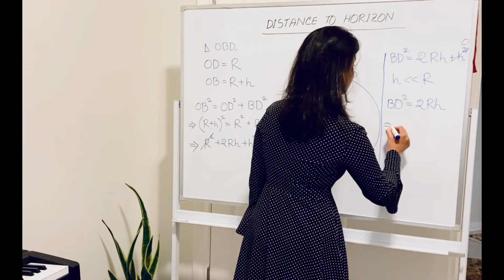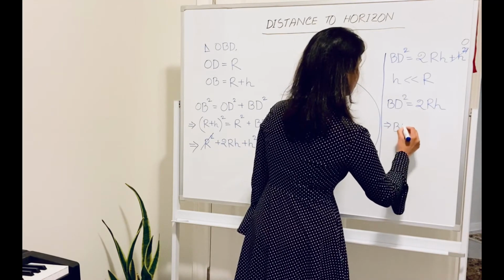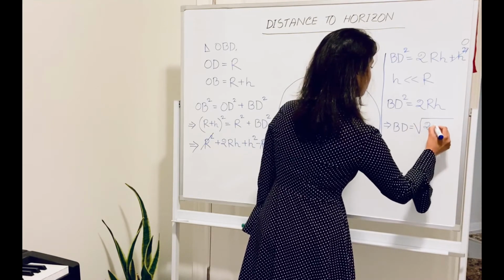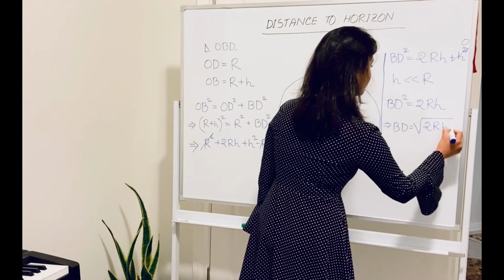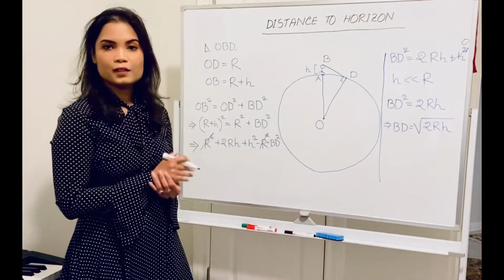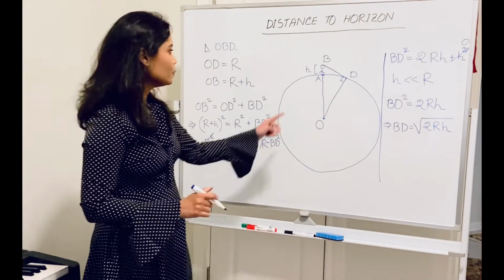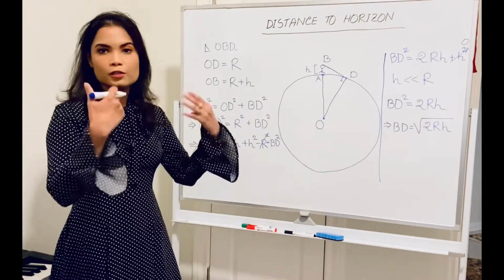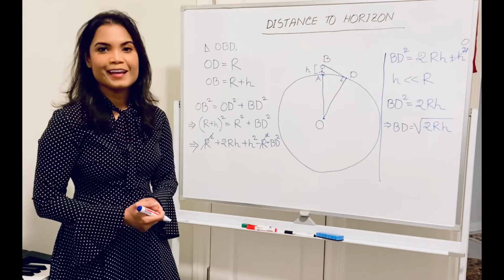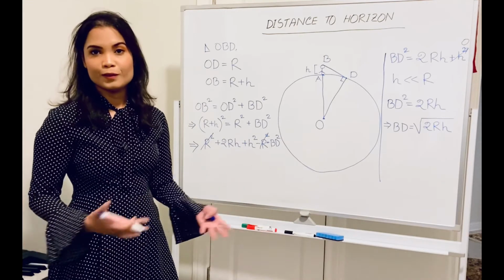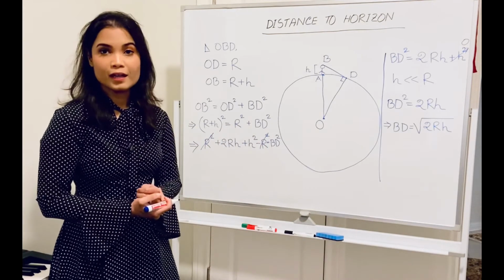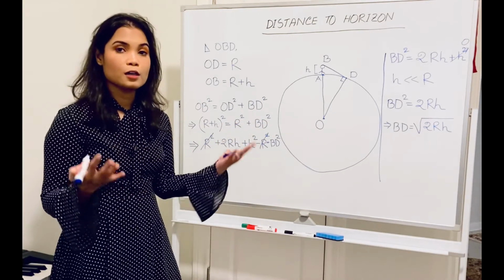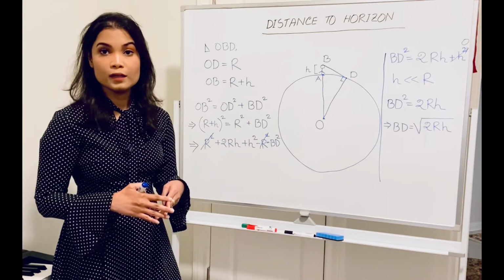That actually implies the distance BD equals the square root of 2RH. And all of these are known quantities because r is the radius of the planet Earth and h is just basically the height of the person. Now I'm going to just give you all the numbers so you can plug in the numbers and check. Make sure that when you are doing this calculation, you are converting all of those numbers into the same unit.